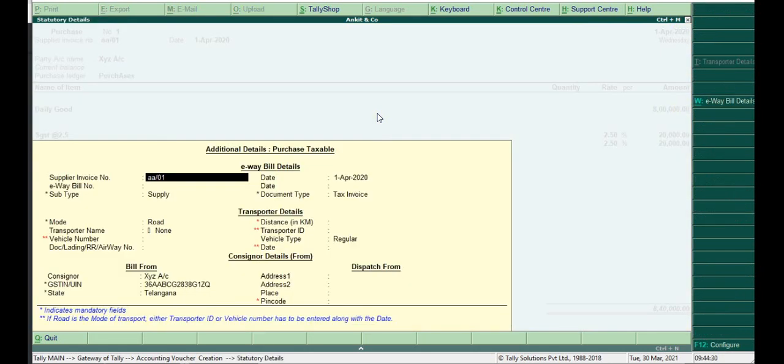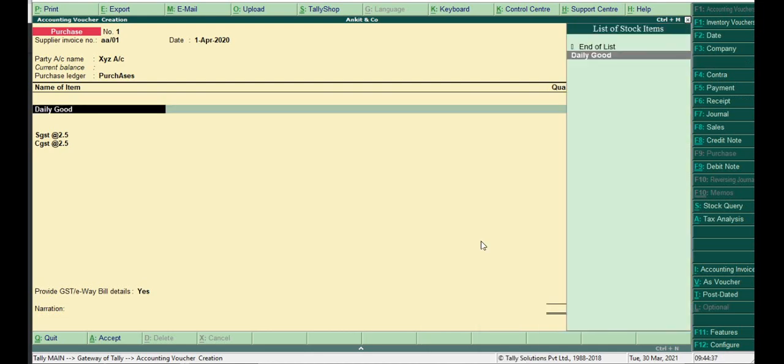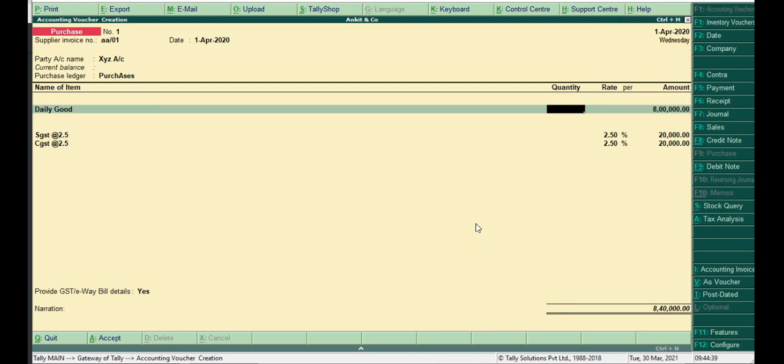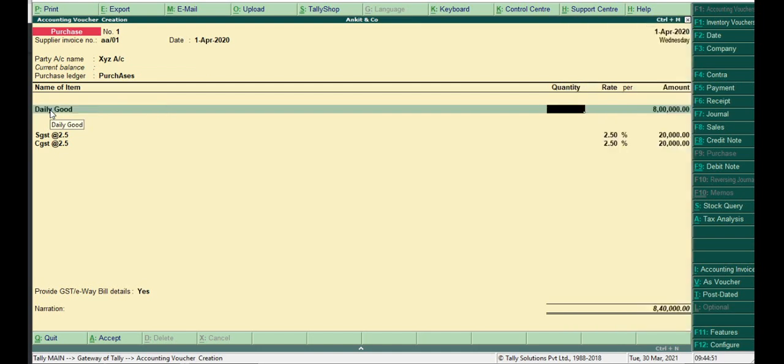Okay, everyone have got how to enter the transactions within the state, what are the required things we have to do. Whenever we have a purchase, first we have to create a party ledger, then a purchase ledger, then a CGST ledger, an SGST ledger, and we have to create a stock item, what we are purchasing or what we are selling. Once we create all the ledgers, we'll go to the purchase voucher, where we enter all the transactions.